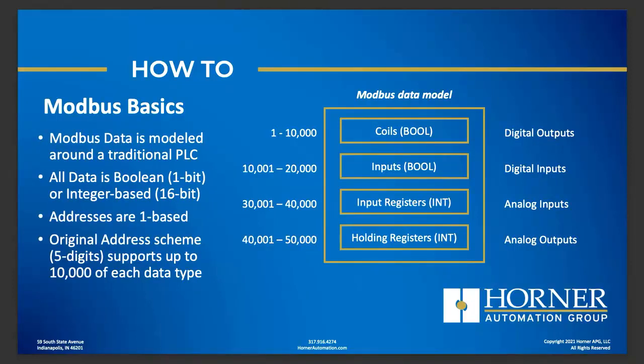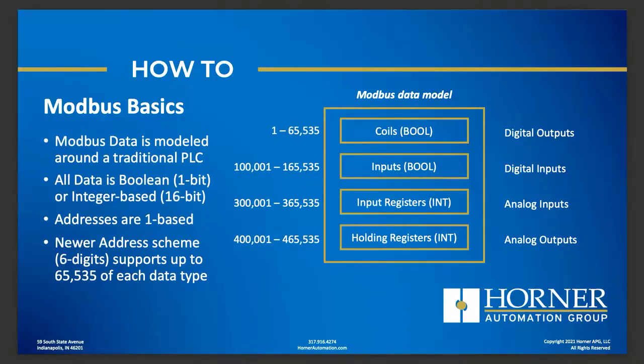Now, the original address scheme for Modbus is 5 digits. So that means it can support up to 10,000 each of the 4 different data types. However, a newer addressing scheme, which has been added, a 6-digit scheme, now supports up to 65,000 of each of the 4 data types.